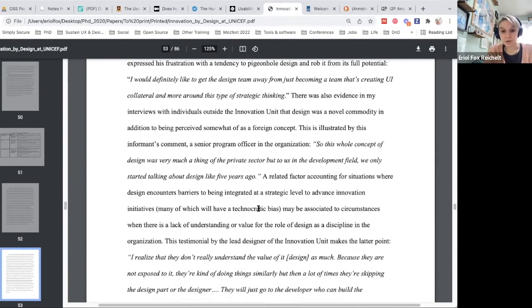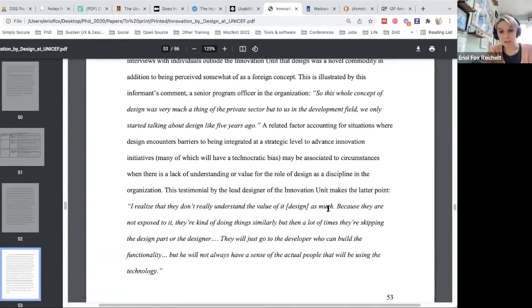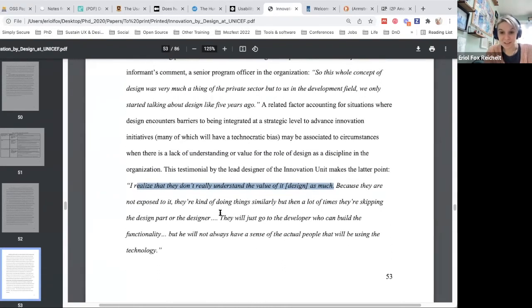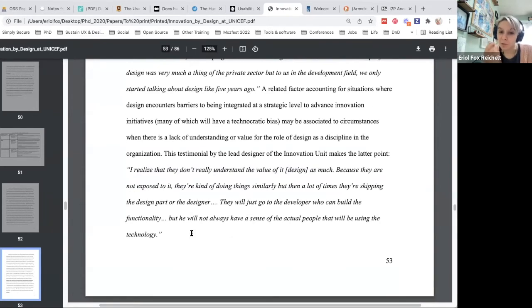There are then some statements about not really understanding the value of design as much. This one's really interesting. Lead designer of the innovation unit: they don't really understand the value of design as much because they are not exposed to it. So exposure, interesting, especially within the connection to openness and visibility, which is hard. They're kind of doing things similarly, but a lot of times they're skipping the design part of the designer. They just go to the developer who can build the functionality, but he will not always have a sense of the actual people using the technology.